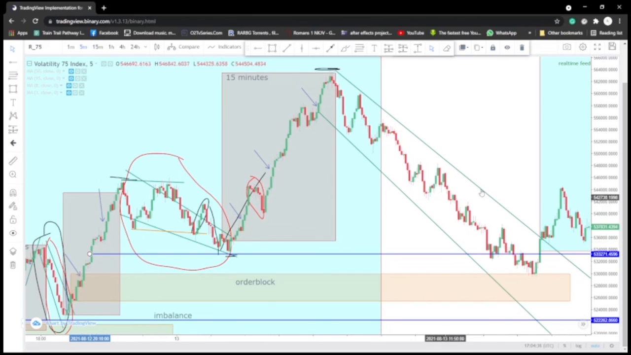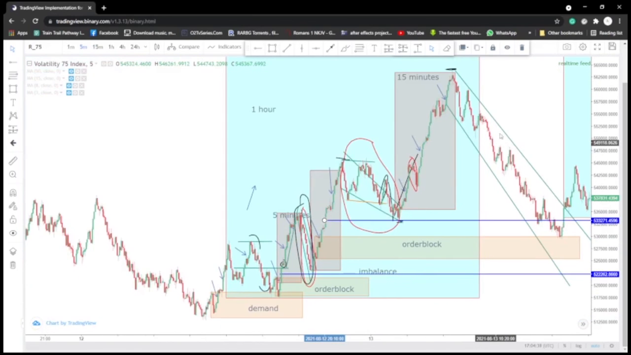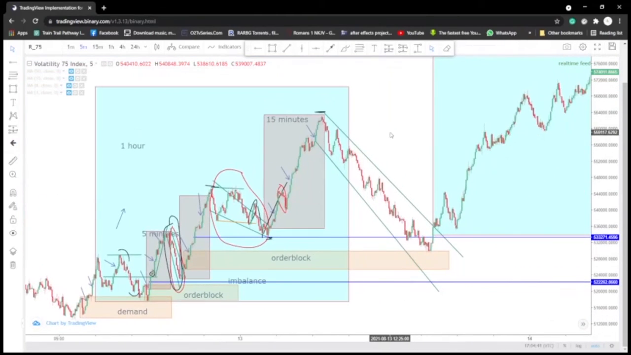Guys, I feel like this is enough information, and if you practice this, you'll be able to trade and be profitable.